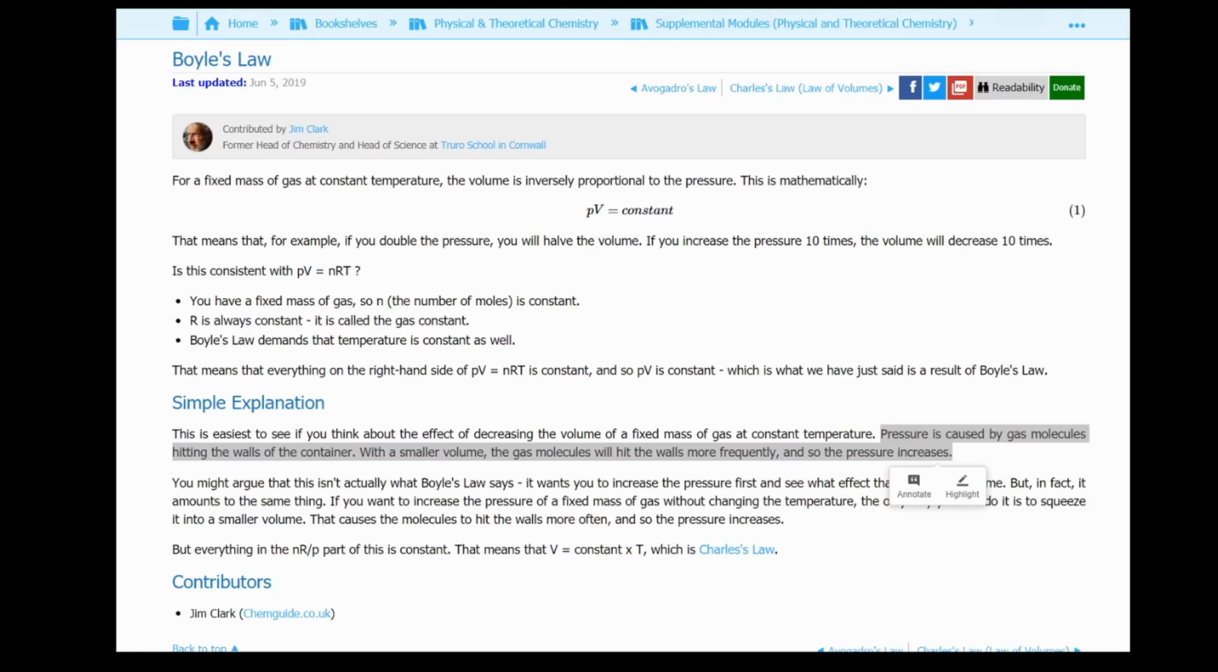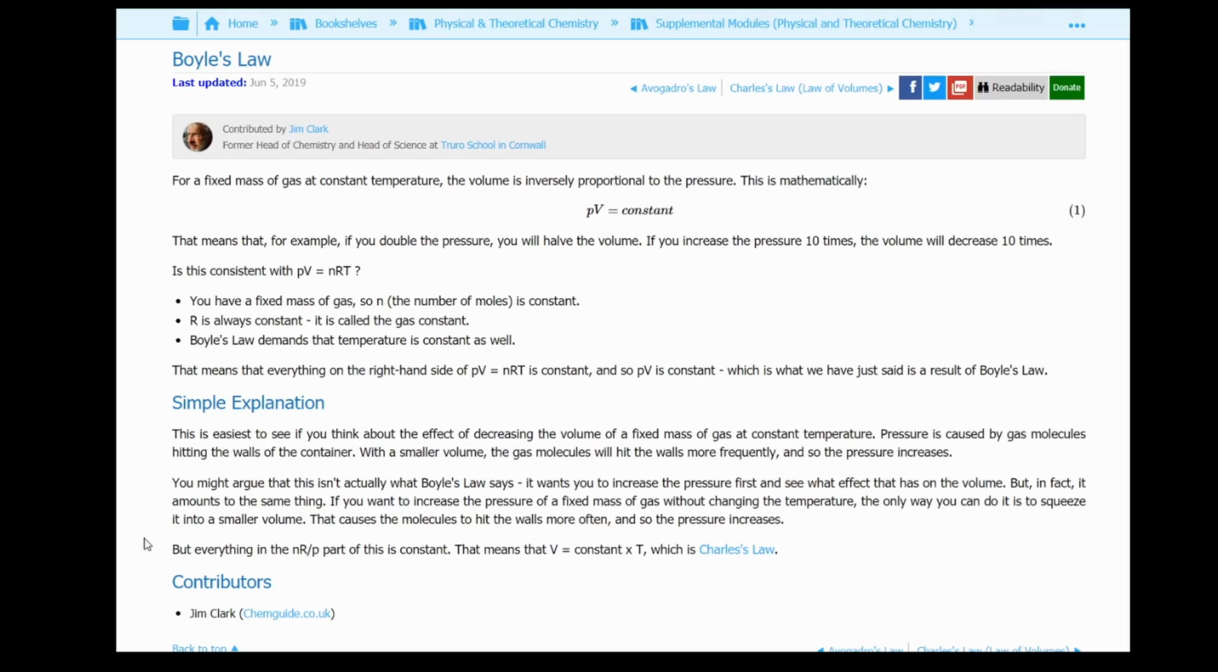Simple explanation. This is easiest to see if you think about the effect of decreasing the volume of a fixed mass of gas at a constant temperature. Pressure is caused by gas molecules hitting the walls of the container. With a smaller volume, the gas molecules will hit the walls more frequently, and so pressure increases.